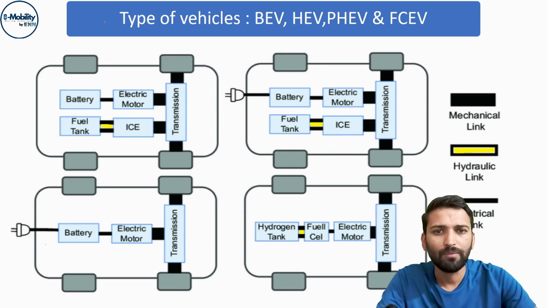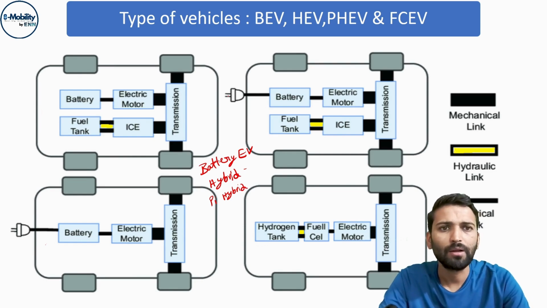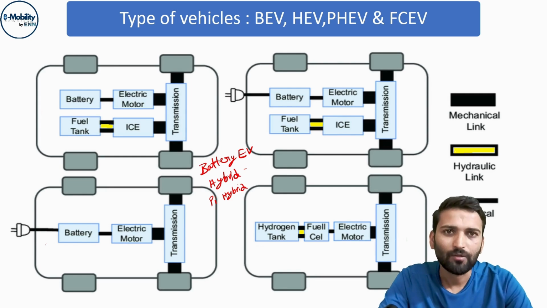The BEV means battery electric vehicle. The B stands for the battery. So this one is a battery EV. Second, HEV is known as hybrid EV. And third one is the plug-in hybrid. So this PH comes from the plug-in hybrid electric vehicle. FCEV are fuel cell electric vehicles.